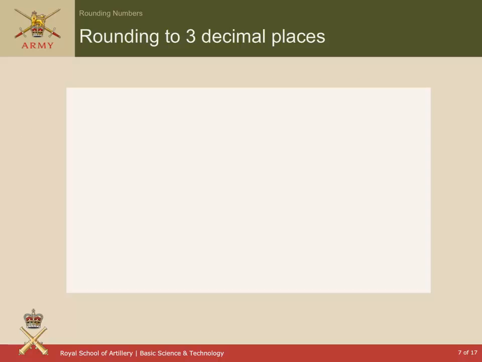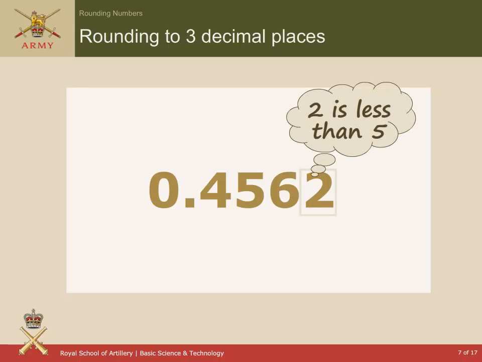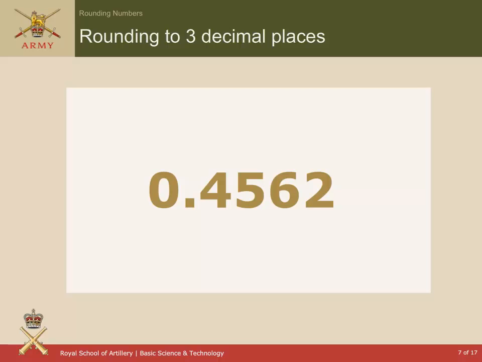Just to go over a couple of examples, here we have 0.4562 and we wish to round that to 3 decimal places. So we start counting from the decimal point, 1, 2, 3. So the 6 is the third decimal place. We then go one stage further, look at the fourth decimal place. It's a 2. Is that less than a 5 or greater than a 5? Well, it's less than 5. So when rounding to 3 decimal places, we leave the third digit alone and it becomes 0.456.